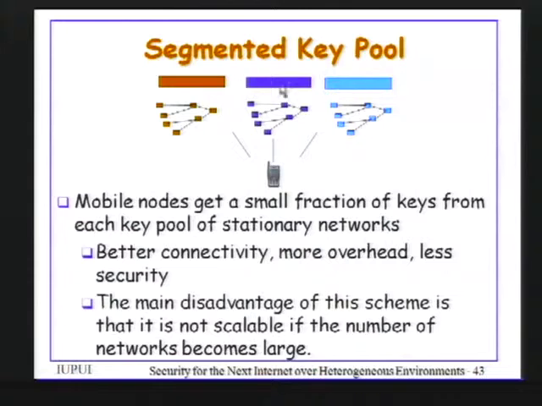The other technique is like this. It's called segmented key pool. Each sensor network has its own pool of keys, and the mobile node picks up some of the keys from each one of them. Again, we separate keys between sensor networks, and that will improve security. The problem with this scheme is that it's not very scalable. Basically, if the number of sensor networks is huge, then you need a lot of pools. On the other hand, it provides better connectivity, and this connectivity is paid for by overhead, and it's also less secure compared to the previous scheme.